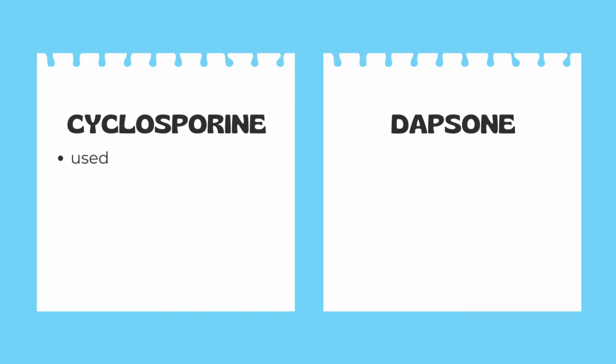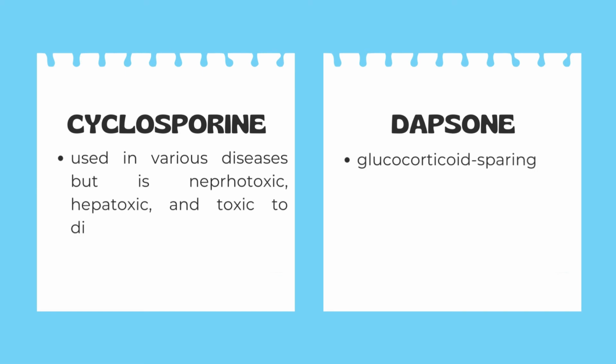Next is cyclosporine. It is used in various diseases but is nephrotoxic, hepatotoxic, and toxic to the digestive tract. It is not good when there is high production of T lymphocytes, a type of white blood cell, because it means that an organism may have cancer like lymphocytic leukemia. So cyclosporine prevents lymphocytes from proliferating. It inhibits interleukin-2, which regulates the activities of white blood cells.